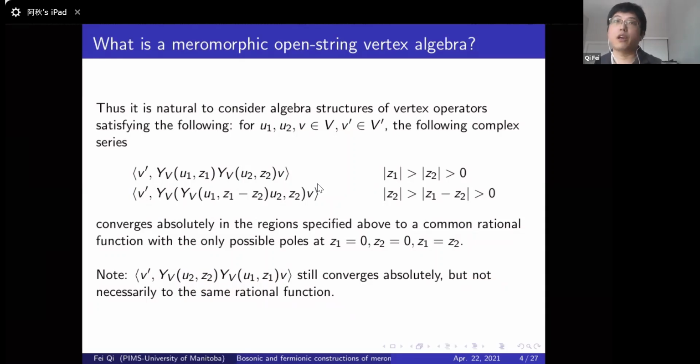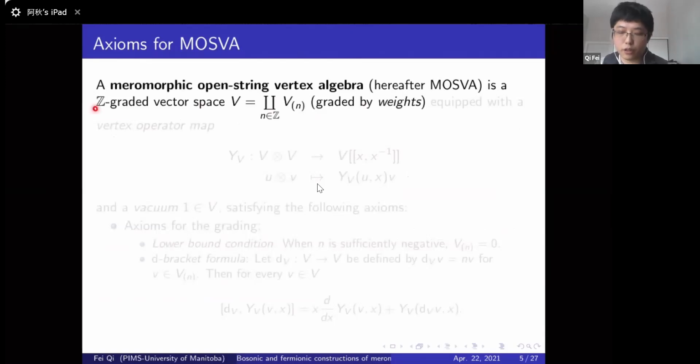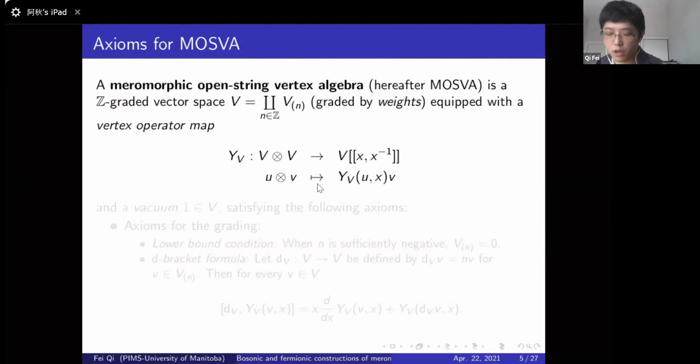Okay, now let me explain the axioms. A meromorphic open string vertex algebra first requires a Z-graded vector space, where the grading is by weights. Then we need the vertex operator map, sending u tensor v to Y(u, x)v. And we also need the vacuum. And then the axioms are going to be the following.